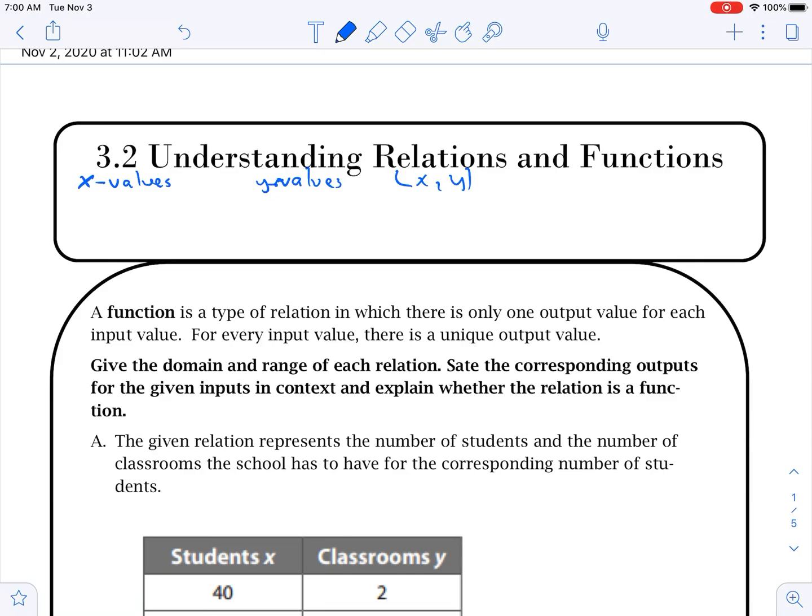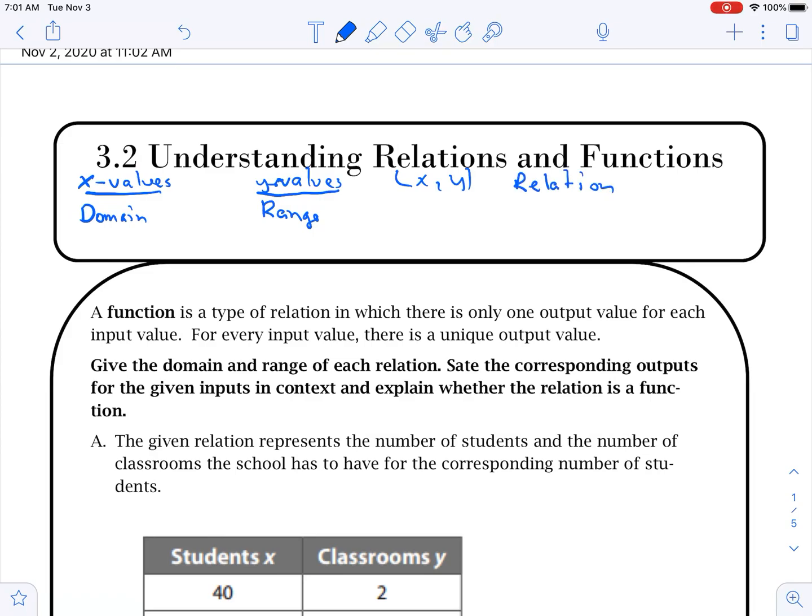Today what we're going to talk about is x values are going to be our domain and our range. When we write down our domain and range, we're just going to look and say, okay, what are our x values, what are our y values, and then describe it. The next thing we're going to talk about is a relation.